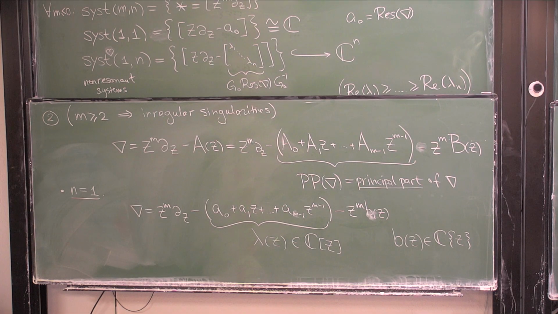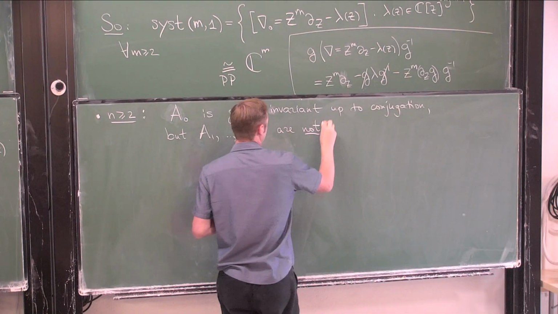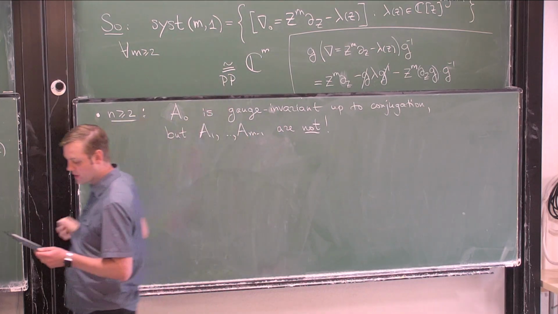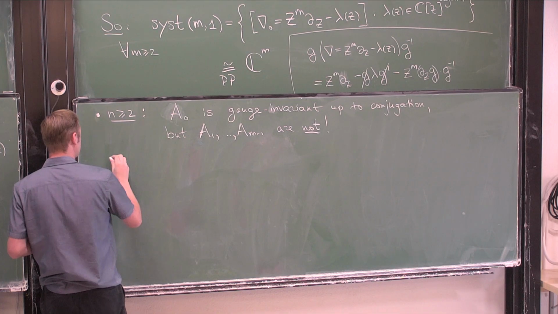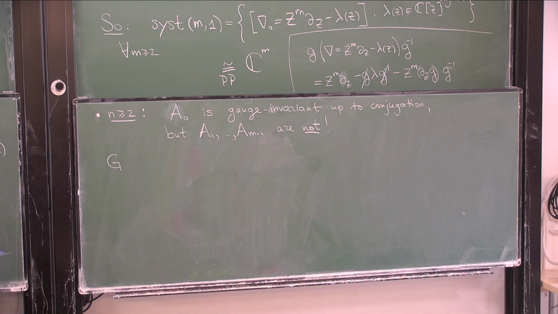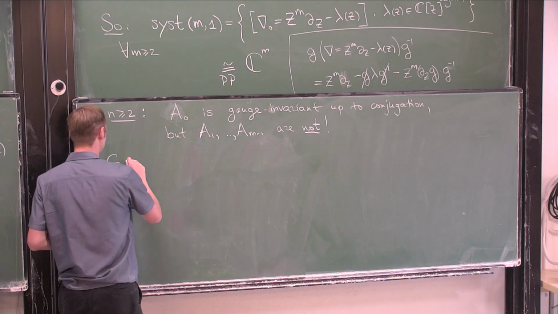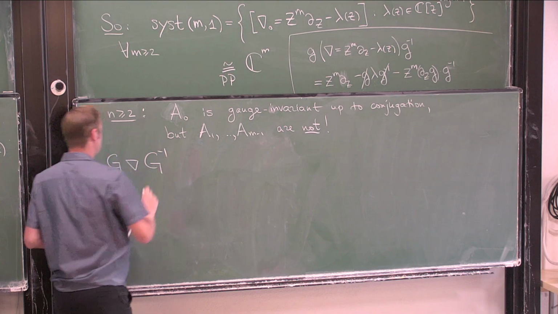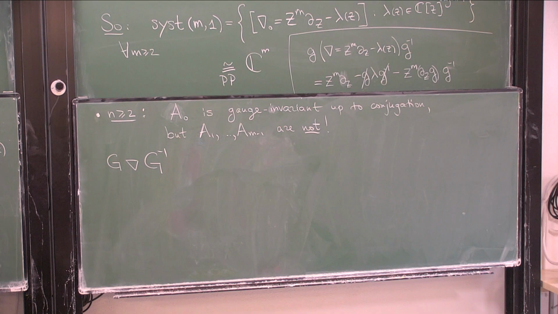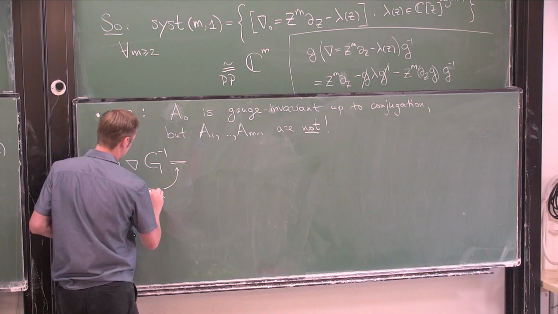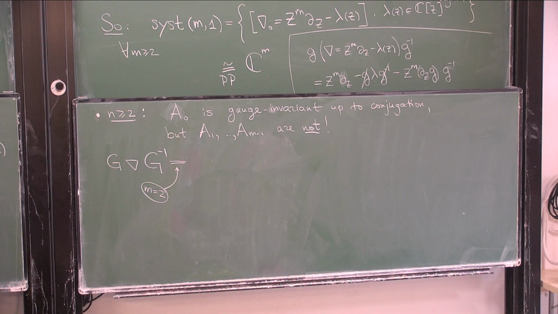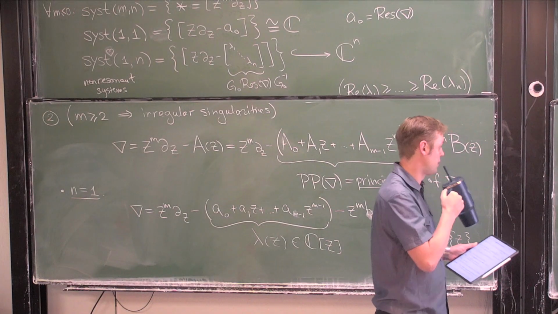A1 and so on are not. So let's do a calculation and see what's happening exactly. Suppose I have some gauge transformation, G, and I'm conjugating my system, nabla. For simplicity, let me just assume that m equals 2. It will already reveal all the required phenomena.